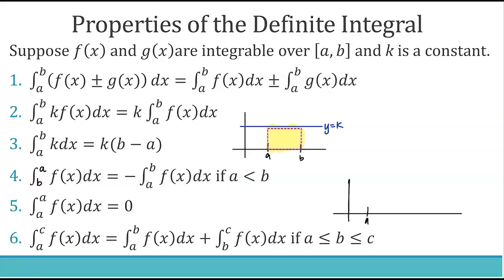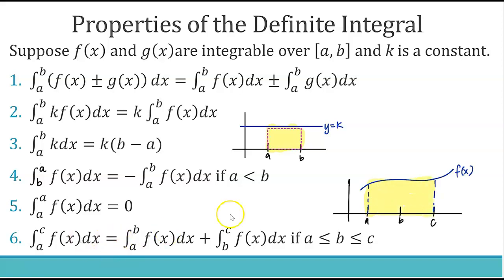So imagine we have a, b is trapped between a and c, and we have some random function. I'm going to just make it a positive function to make things easier to understand. If we're interested in the area from a to c, that would be all of this area between the curve and the x-axis here.